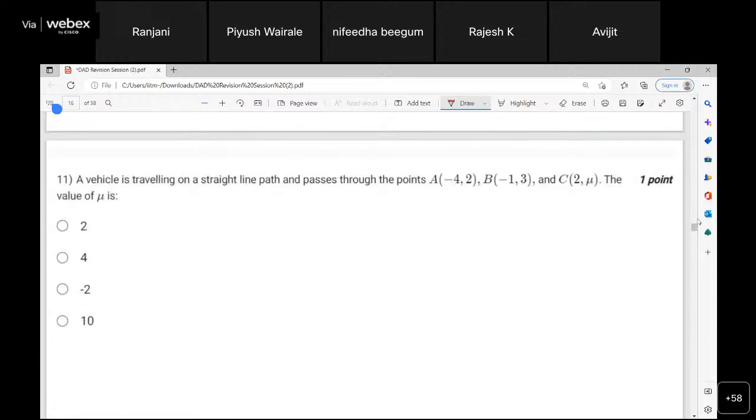So this is one question. Try to solve. A vehicle is traveling on a straight line path, passes through this point. What will be the value of mu? Straight line path.